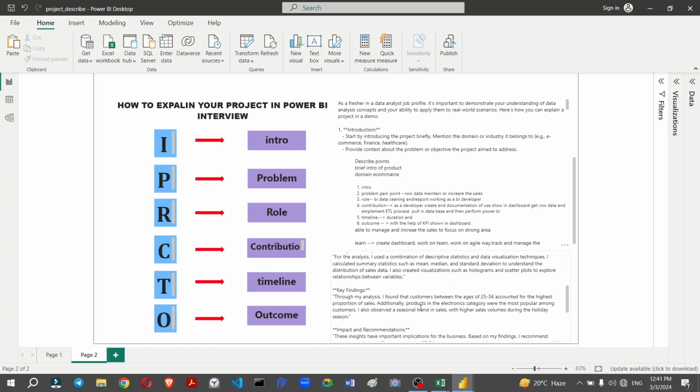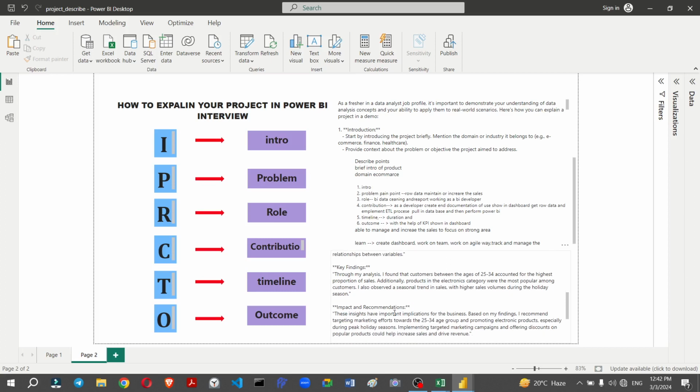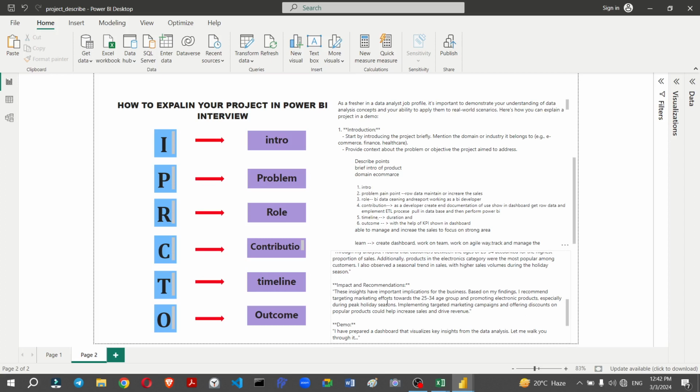Through the analysis, I found that customers between the ages of 25 and 34 account for the highest proportion of sales. It means they are the main target audience. Additionally, products in the electronic category were the most popular among customers. I also observed a seasonal trend, with higher sales volume during the holidays, so the inventory can be increased for the holidays. Now the recommendations from this data and project.